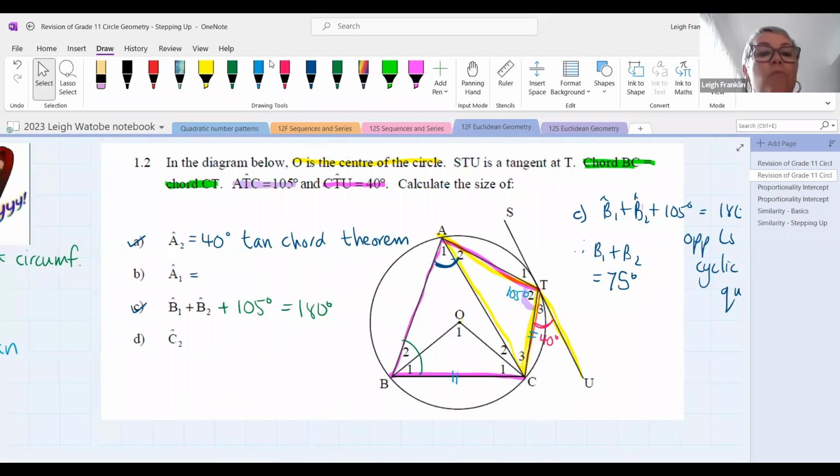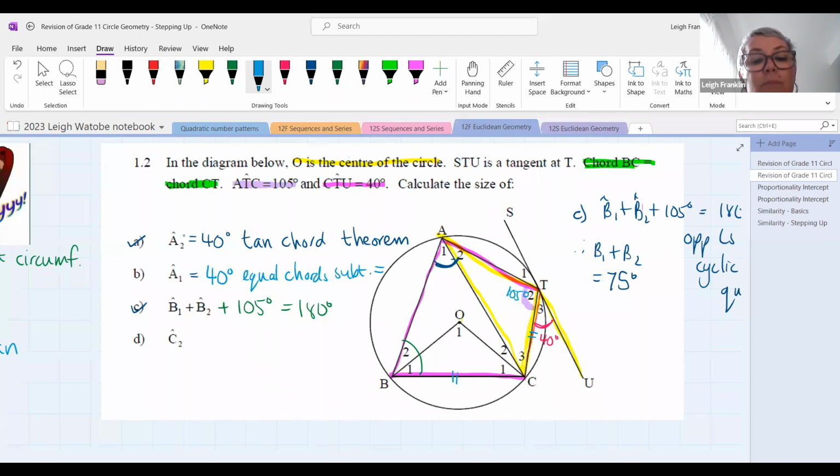All right, so A1 is also equal to 40 degrees. Reason: equal chords subtend equal angles. I'm just going to abbreviate it like that so that I don't end up writing into the diagram. Okay, good job. Well done, Zoom user, whoever you are. That was a really good spot. Hopefully everybody else is okay with that.